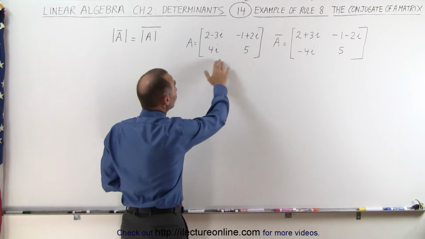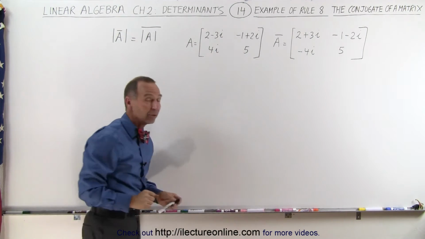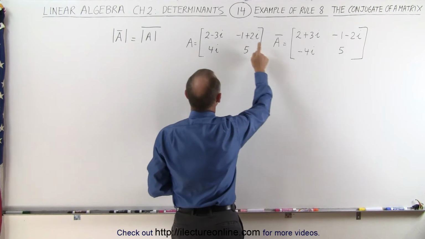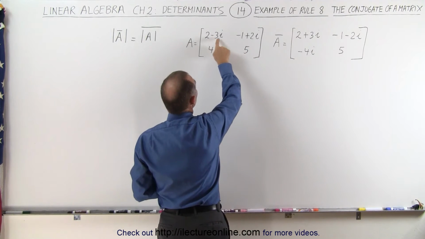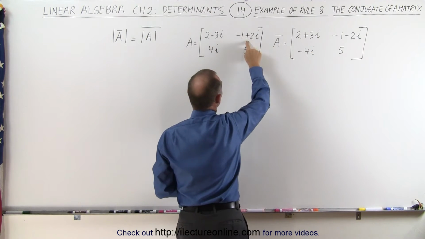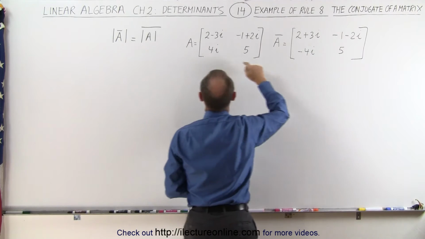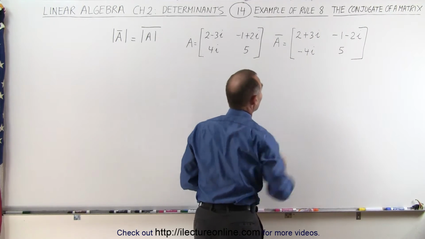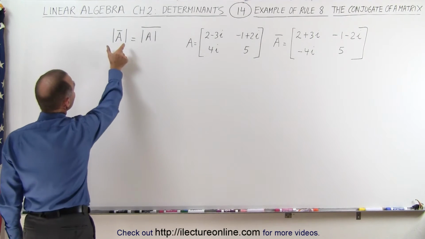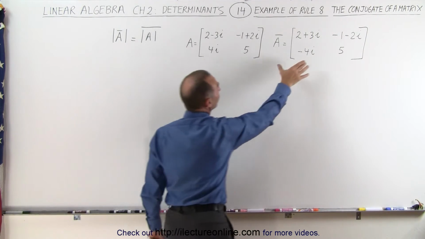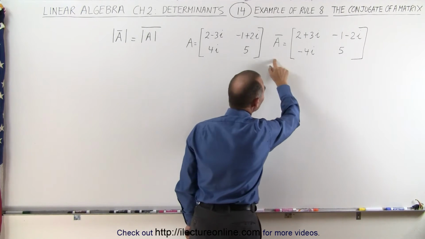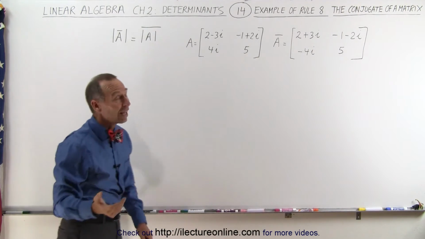But here we have the matrix. Notice that the elements do include complex numbers. And here's the complex conjugate of that matrix, which means that every negative i number, like negative 3i, becomes a positive 3i, the plus 2i becomes a negative 2i, and the positive 4i becomes the negative 4i. What we're going to do now is take the determinant of the conjugate of matrix A.